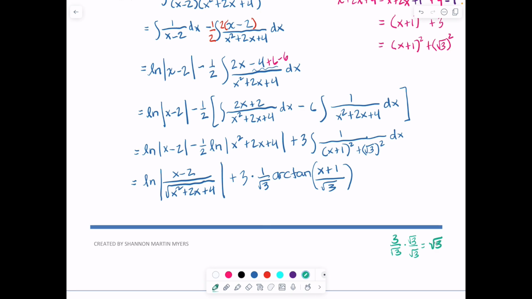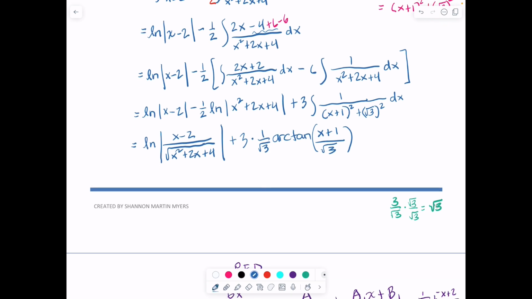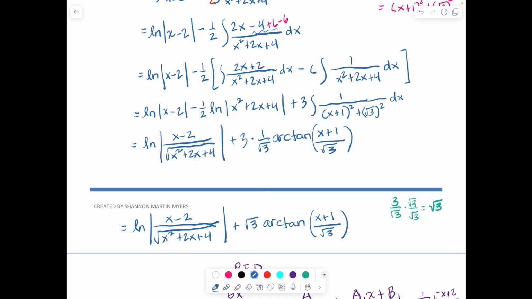And so the last line will be equal to natural log absolute x minus 2 over the square root of x squared plus 2x plus 4, and then plus the square root of 3 times arctangent of x plus 1 over root 3 plus our constant of integration. And we're all done. Groovy?